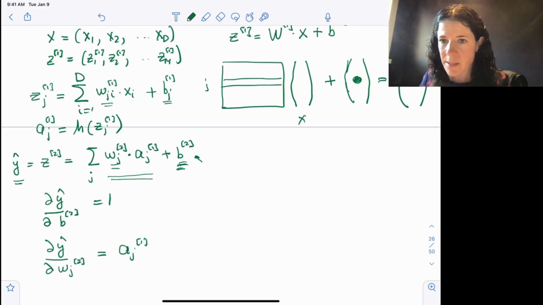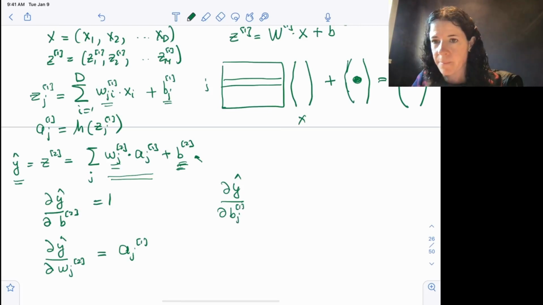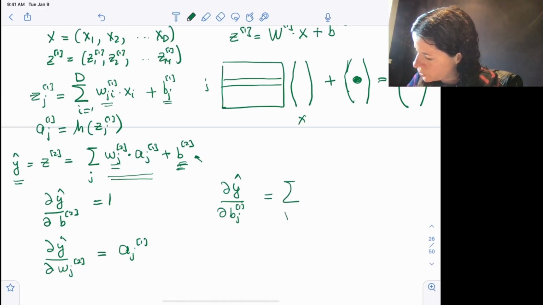Okay, so those are the simpler ones. So let's talk about the ones that are a bit more complicated. The next one I have is dŷ/db_j^(1). This is equal to the sum over j prime.